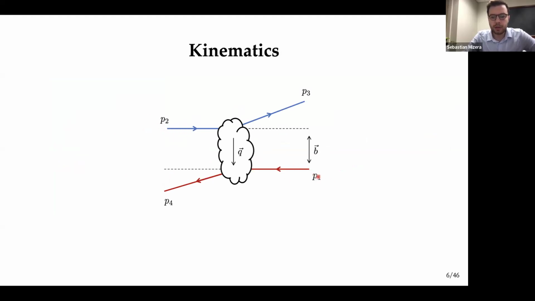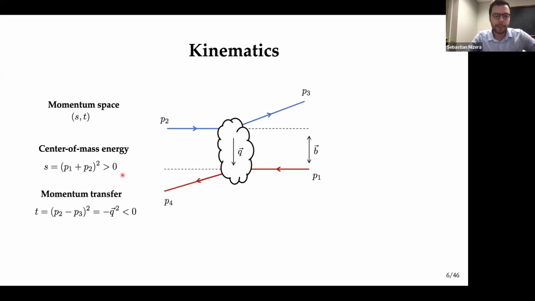So we have particles with momentum P1 and P2 that come in, and there's some particles with momentum P3 and P4 that fly out. So this is traditionally parameterized in momentum space by two kinematic invariants, or Mandelstam invariants, S and T. Let me remind you that S is equal to the sum of the incoming momenta P1 and P2, all squared. So this is the center of mass energy squared, and it's a positive quantity.